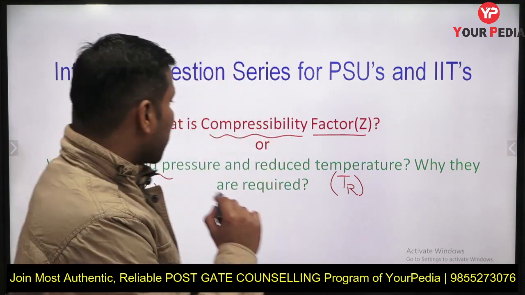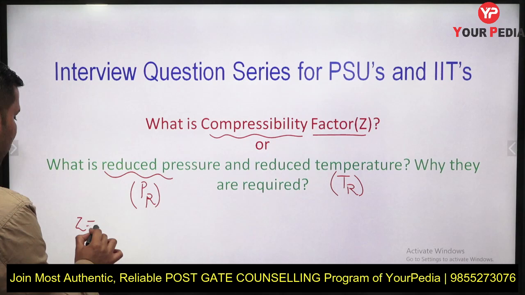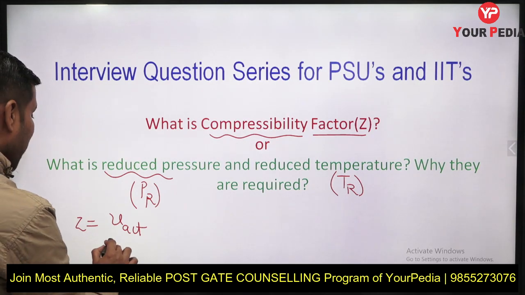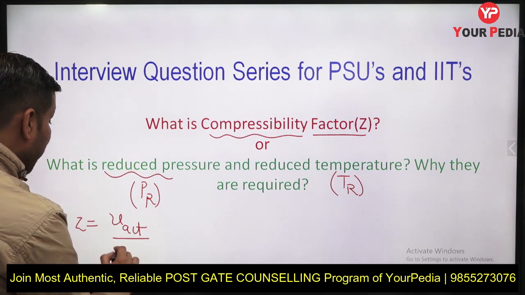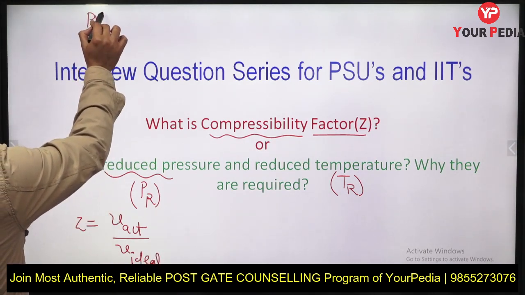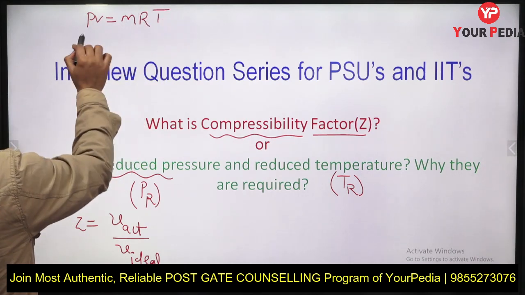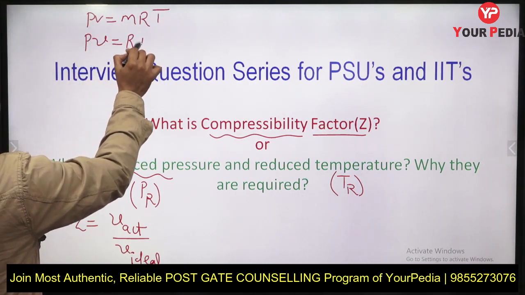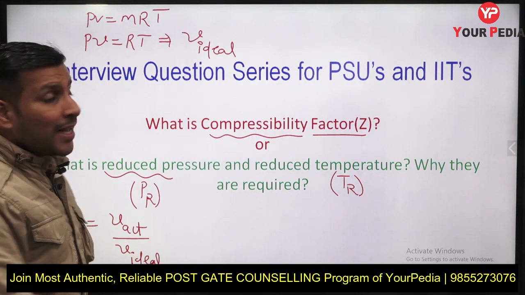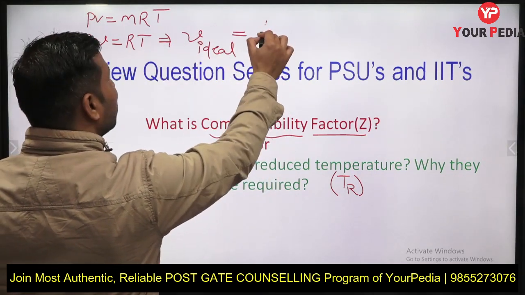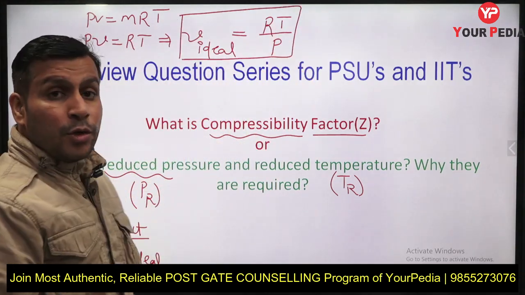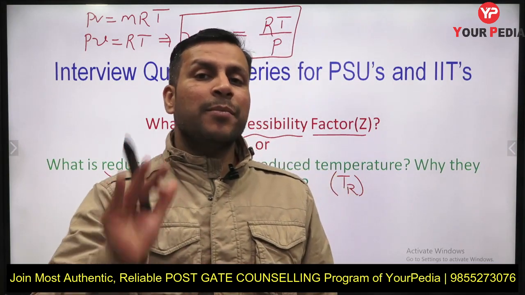So let us discuss what is compressibility factor, guys. This compressibility factor represents the ratio of the actual specific volume of a gas relative to the ideal volume of that gas. You know, the ideal gas equation, PV equal to mRT, or you can write it as P times specific volume v equal to RT. From this you can write the specific volume of an ideal gas at a particular pressure and a particular temperature as RT by P. So the specific volume of an ideal gas is equal to RT by P at a particular temperature T and pressure P.